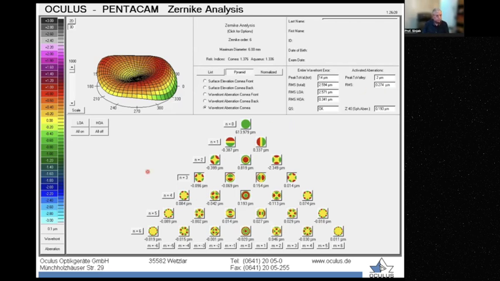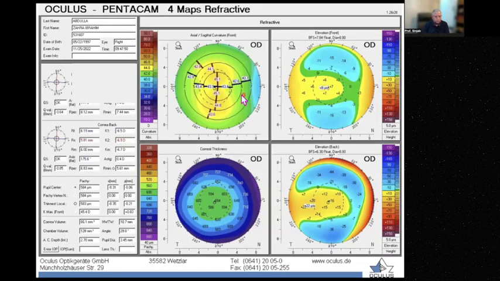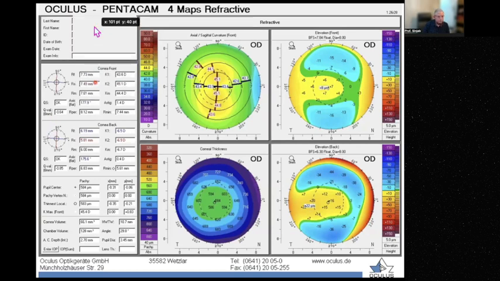Clear. You can proceed. Okay, this is case number 2, 45 female plus 3, 10. Oops, sorry for this. Let me see if I can. Yeah, I can change it like this. Good. Fine.